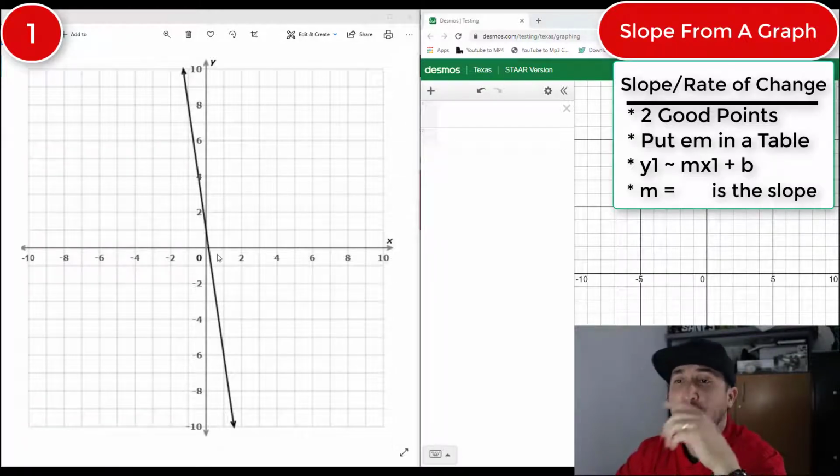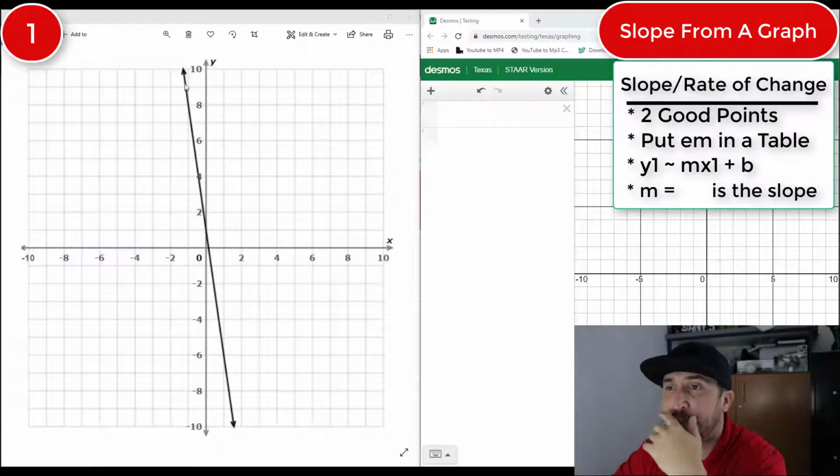And I'll be saying it out loud right here. All right, here we go. All right, got to find the slope, rate of change. Okay, find 2 good points. I don't see any. Here's the graph.